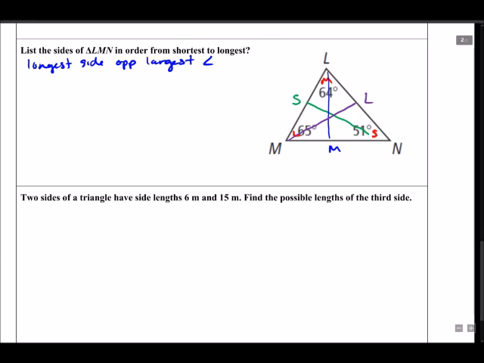And so I just simply put them, it says shortest to longest, so I'm going to do shortest, medium, and long side. And the short side is segment LM. The medium side is segment MN. And the long side is segment NL. So that's shortest to longest.